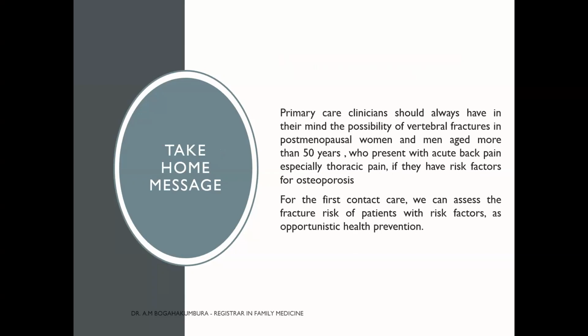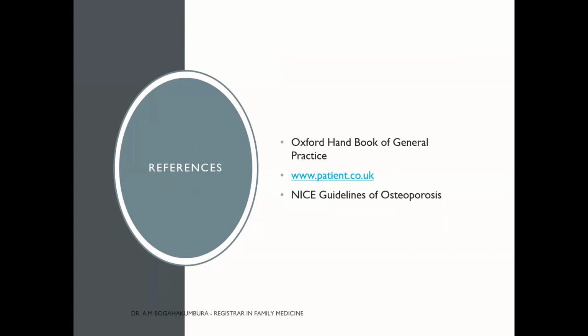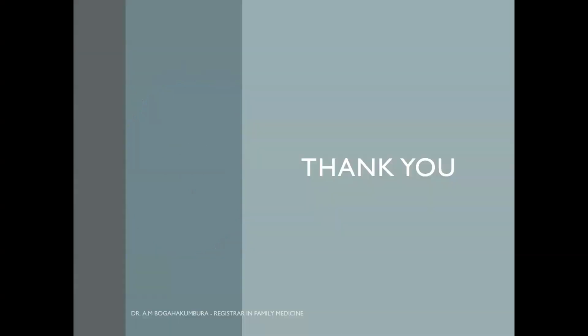So my take-home message is that primary care clinicians should always have in mind the possibility of vertebral fractures in postmenopausal women and men aged more than 50 years who present with acute back pain, especially thoracic pain, if they have risk factors for osteoporosis. For first contact care, we can assess the fracture risk of patients with risk factors as opportunistic health prevention. These are my references. Thank you.